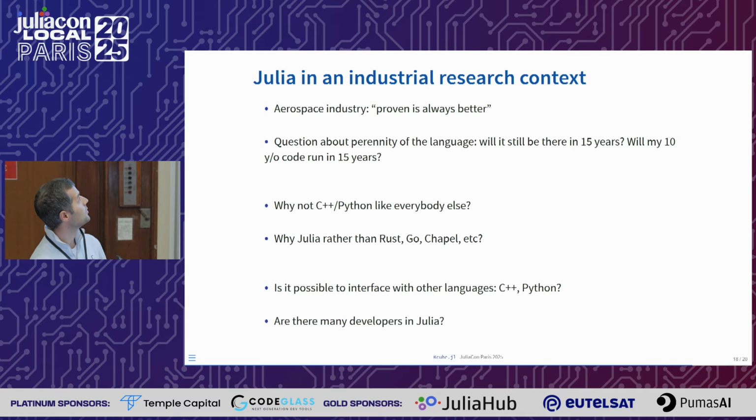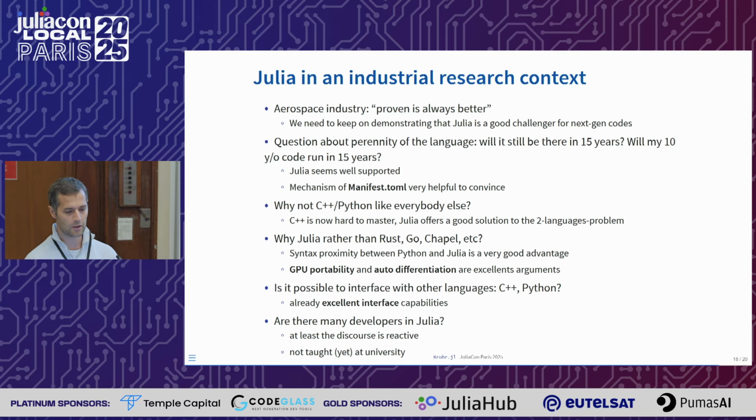And finally, I'd like to conclude with some feedback about the use of Julia in an industrial research context, which is ours. So I wrote down a few questions that we may face, or which we faced, discussing with our colleagues about writing Julia codes. I will not list all of them, but some of them are like, oh, okay, Julia is a young language, will it still be there in 15 years? Or, why aren't you using C++ or Python like anybody else? Or, you wrote your script in Julia, I wrote my script in C or whatever. Can we interface both scripts?